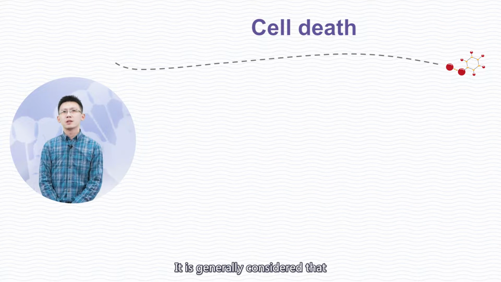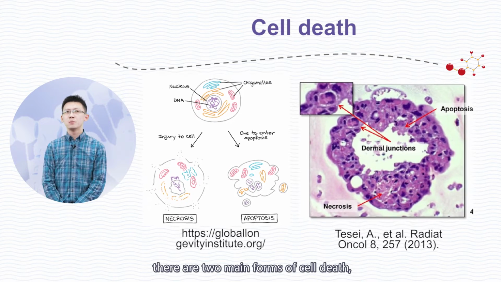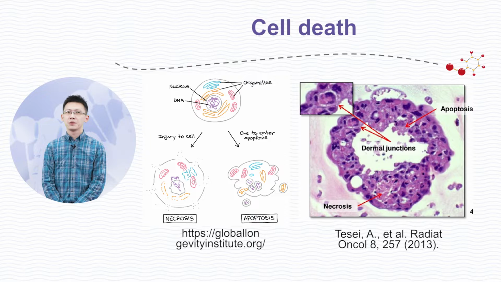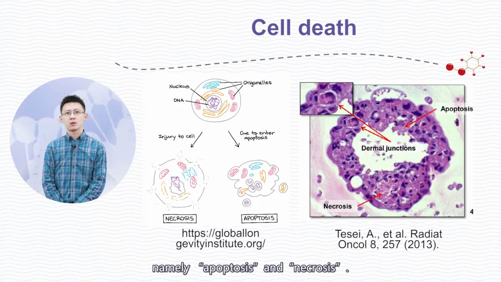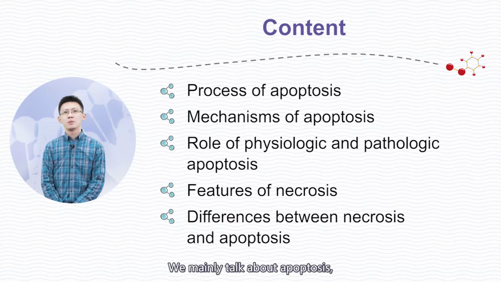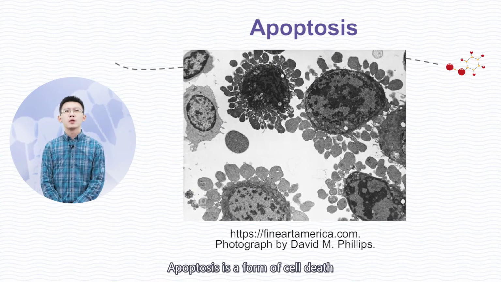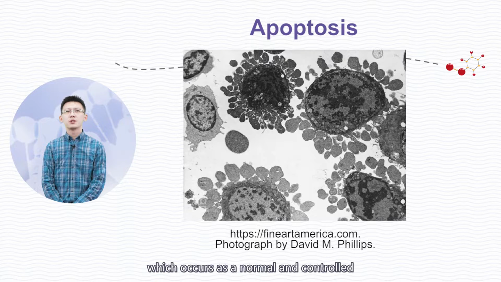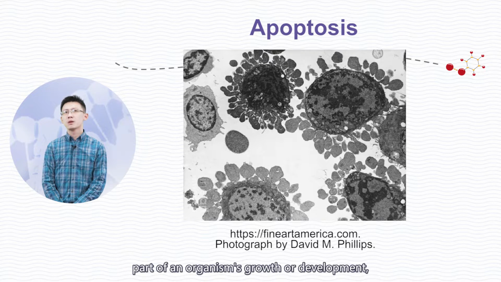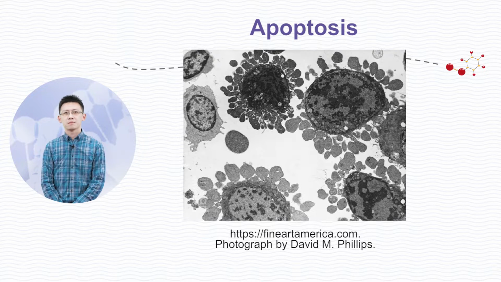For a long time, it is generally considered that there are two main forms of cell death, namely apoptosis and necrosis. We mainly talk about apoptosis and then compare these two different forms of cell death. Apoptosis is a form of cell death which occurs as a normal and controlled part of an organism's growth or development, also called programmed cell death.